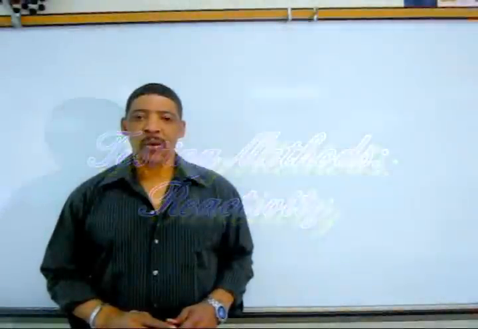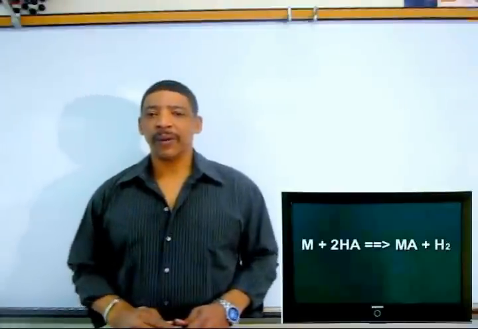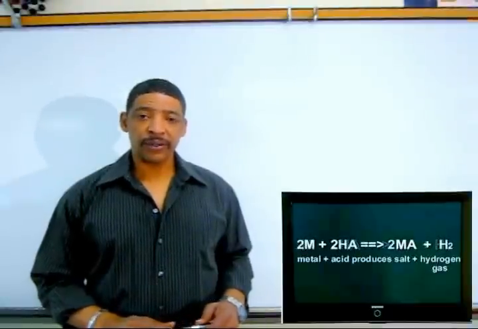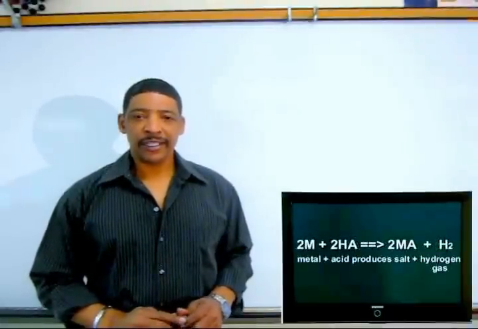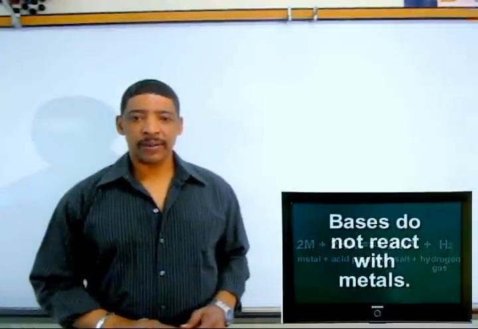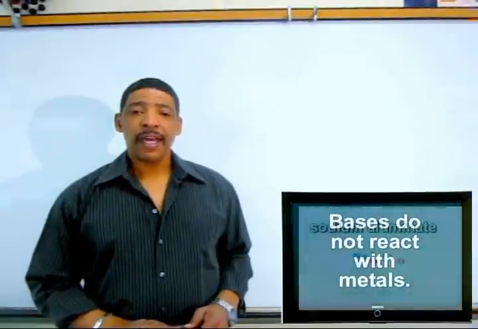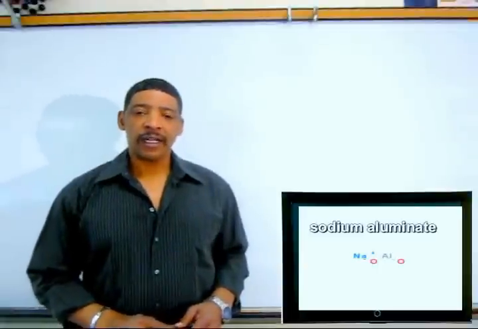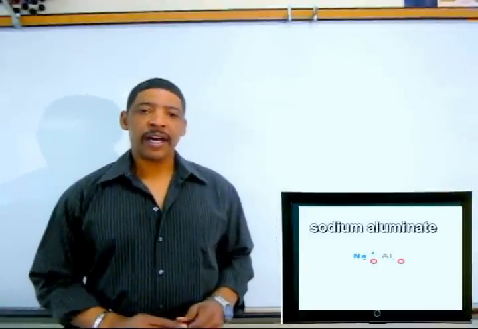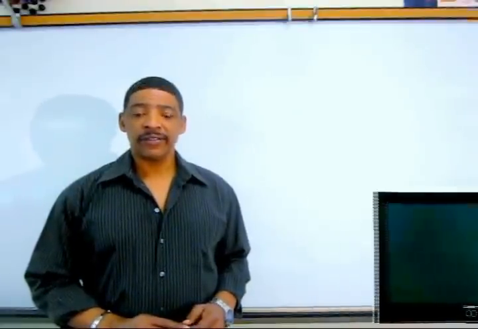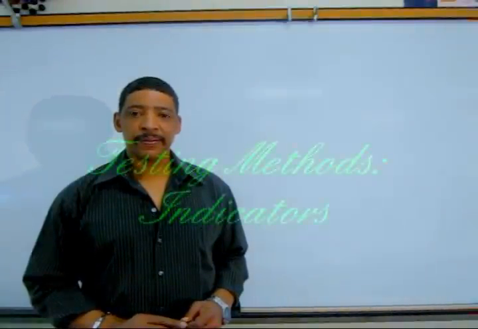Another way to determine whether a compound is acidic or basic is to observe how that compound reacts with metal. Acids tend to react with metals to produce a salt and hydrogen gas. In general, bases do not react with metals. However, a base will react with a metal such as aluminum. In this case, an aluminate compound is produced and hydrogen gas. As a general rule, bases do not react with metals.